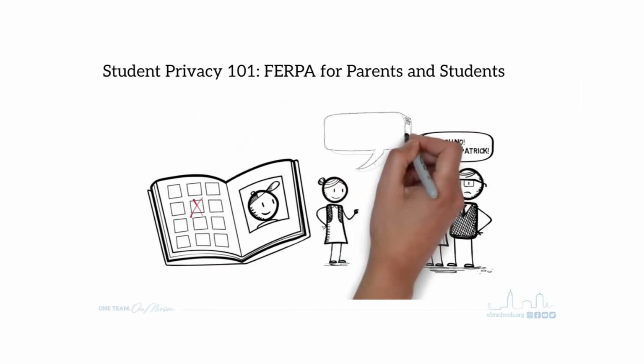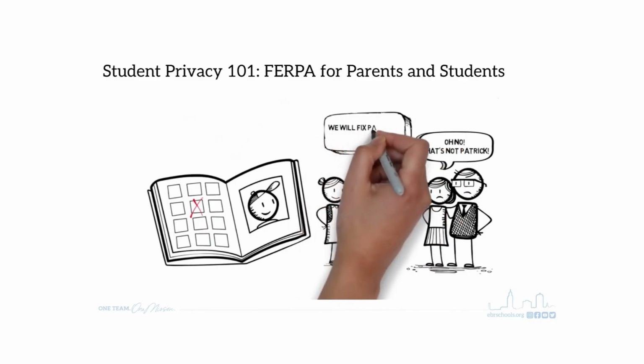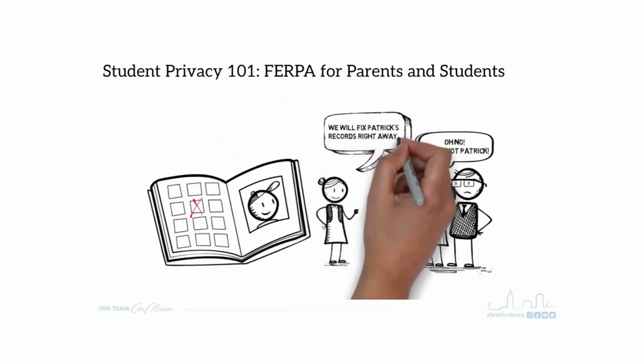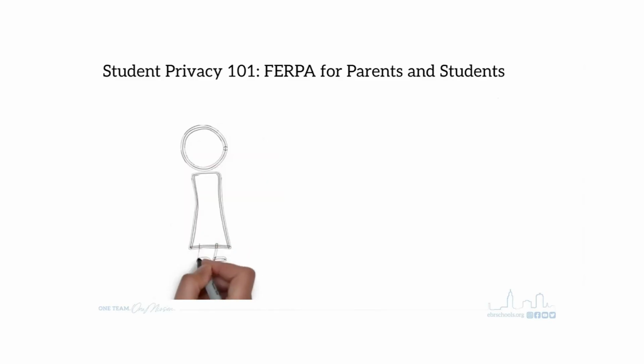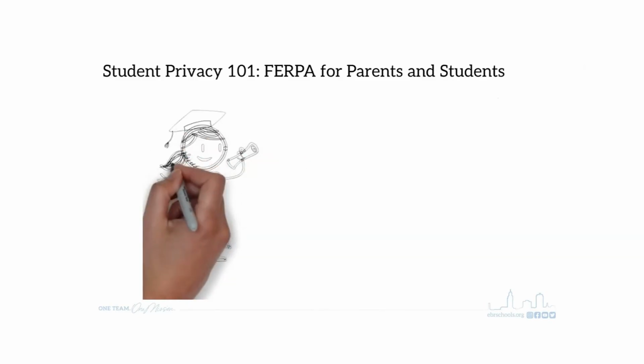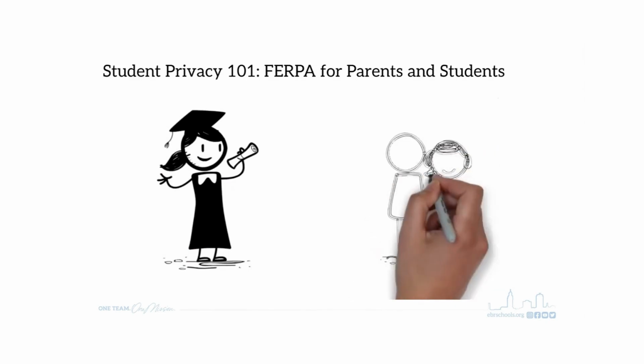FERPA not only gives his parents the right to see the records, but also to request that the school correct mistakes. If Patrick's parents and the school disagree on the accuracy of the info, FERPA gives Patrick's parents the right to request a hearing. Colleges and universities are also required to protect student information under FERPA, but the rules change a bit.